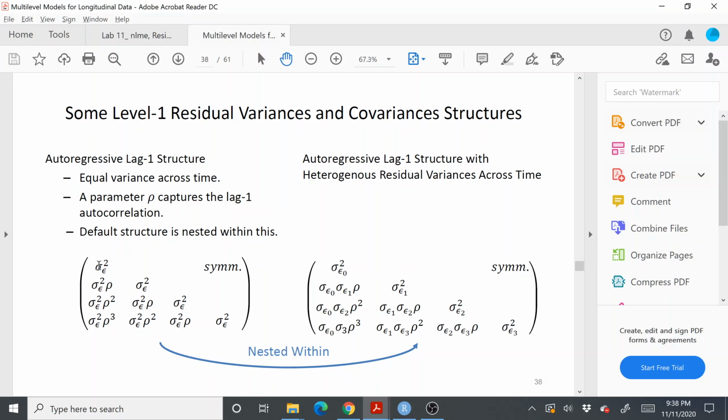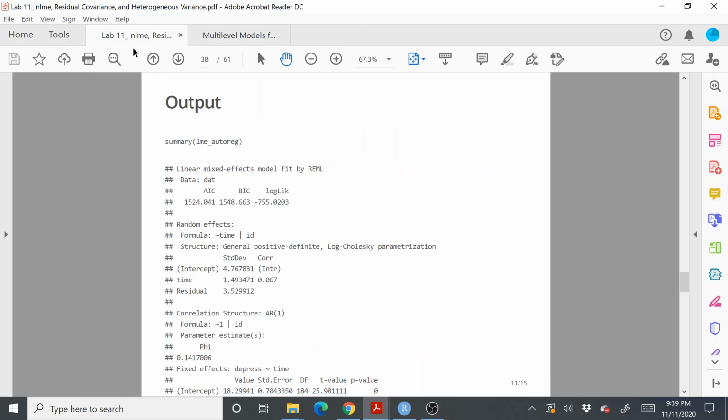Then we would say that the first and the third time point, so here we have the first versus the third time point, are correlated by multiplying the variance times rho squared, and the first and the fourth time point by multiplying the variance times rho to the third. So this is what the autoregressive lag one is. And so this rho in our example is equal to 0.14, and the residual standard deviation is 3.5, so the residual variance is 3.5 squared.